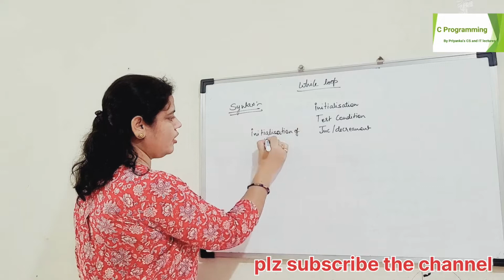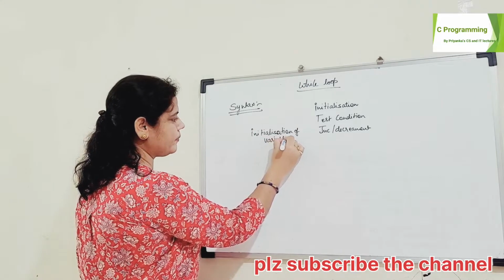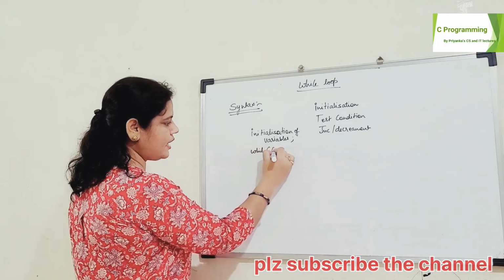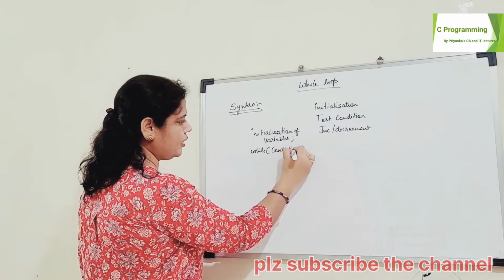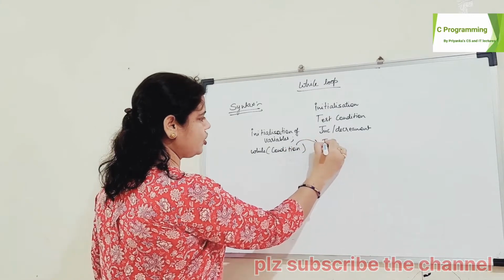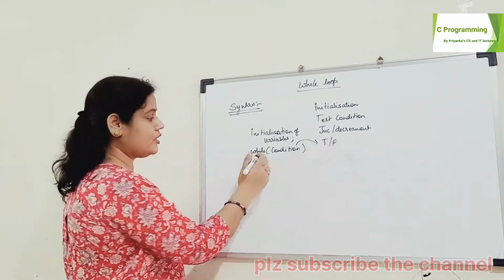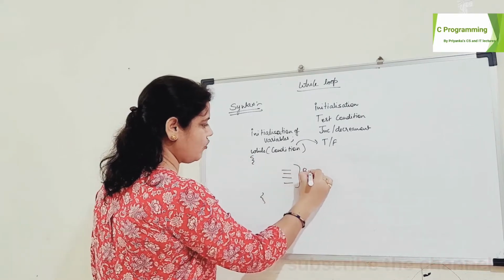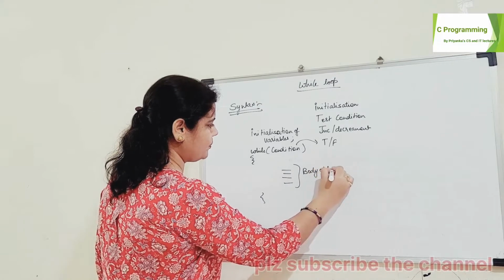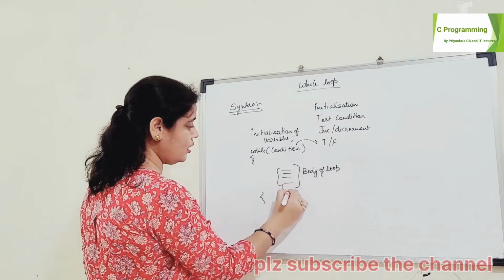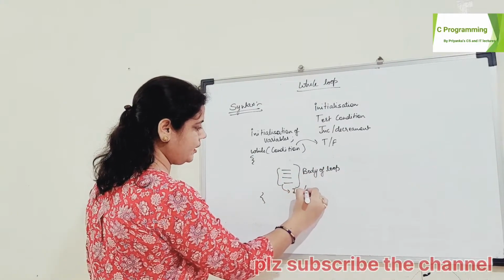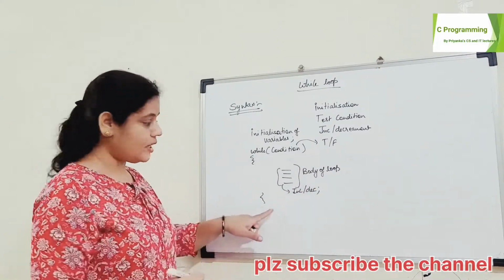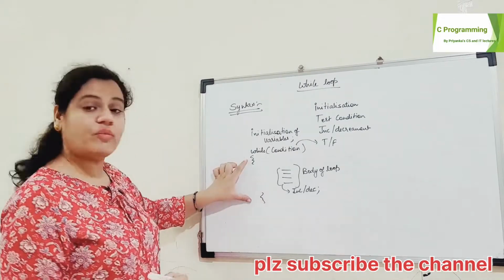Initialization of variables. After that, while. Inside while you have to write the condition. This condition obviously returns true or false. After that, here is the set of instructions, which is called the body of the loop. It also contains the increment or decrement part. And there is no semicolon after this. This is the while block.